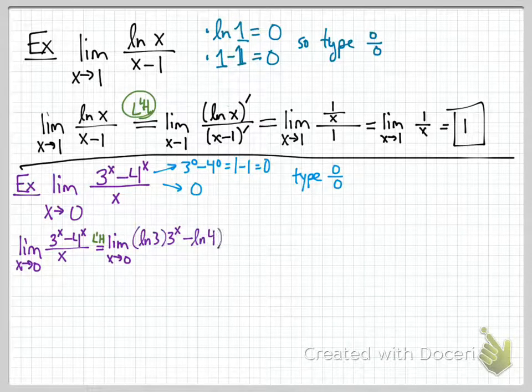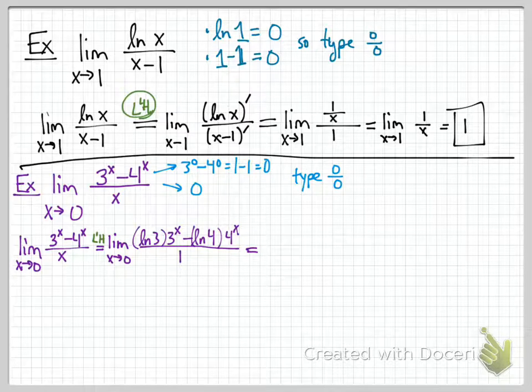Okay. L'Hopital's rule says take the derivative of the top. Now, to do the derivative of the top, you have to remember what the derivative of 3 to the x is. It's the natural log of 3 times 3 to the x. And the derivative of 4 to the x is the natural log of 4 times 4 to the x. And then you replace the denominator with its derivative. So the derivative of x, that's just 1.